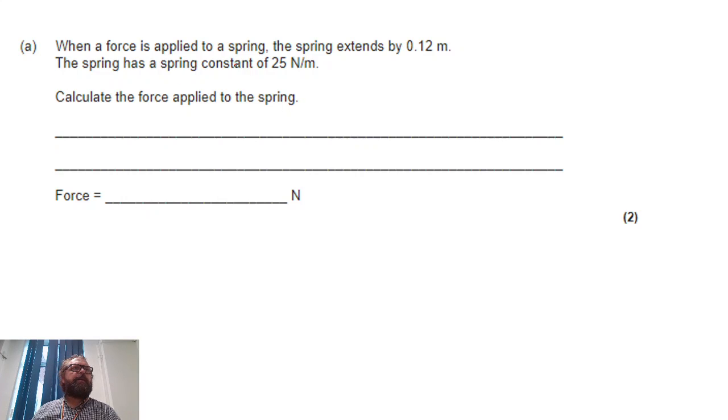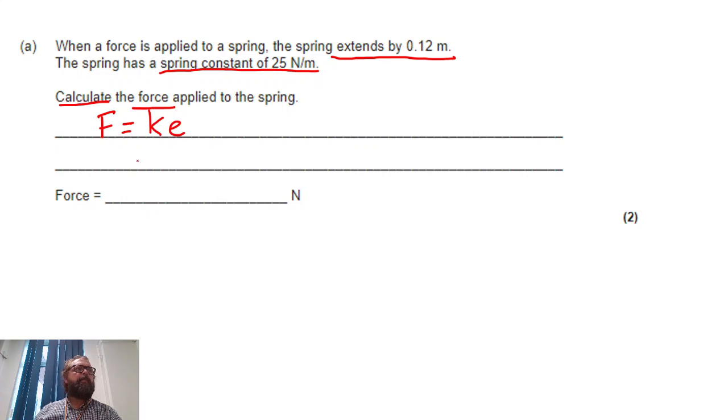Okay, another calculation involving springs. When a force is applied to a spring, the spring extends by 0.12 meters. The spring has a spring constant of 25 newtons per meter. Calculate, I need to do some maths, the force. So I need an equation that links force, extension, and the spring constant. We're going to use this one again.